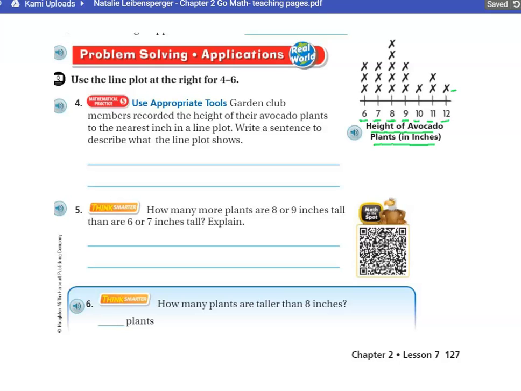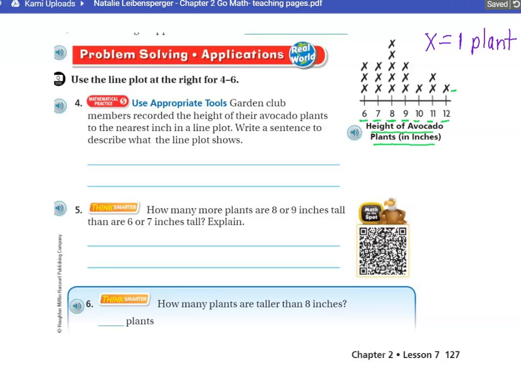All right, we're going to use the line plot at the right for numbers 4 through 6. And in this case, can you tell me what the X's stand for? Do they stand for students now? See if you can figure it out. If you said that they stand for each plant, you are right. I'm going to put that up here. An X equals 1 plant.